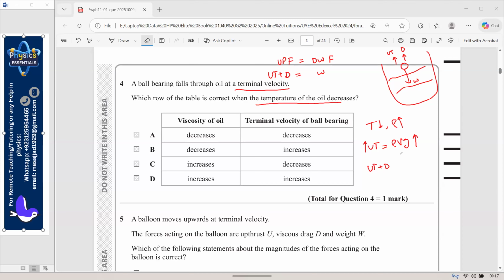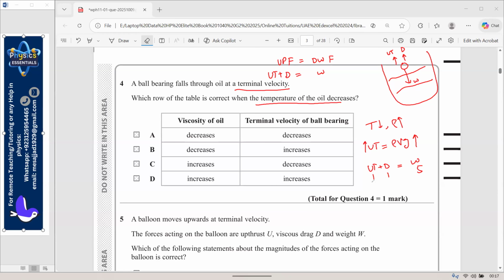So if the forces become equal to each other quickly, it means the ball will get only a small amount of time for the acceleration. Therefore, the terminal velocity will be very, very small. Okay, I'm giving you an example. For example, initially upthrust was 1, drag was 1, and the weight was 5.